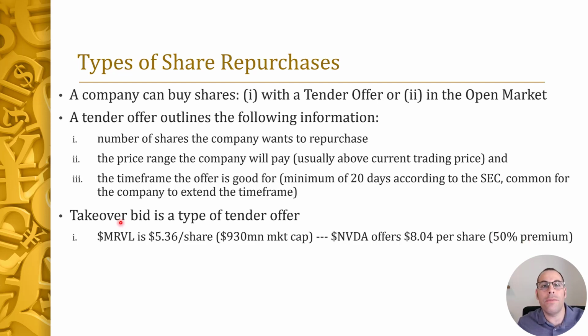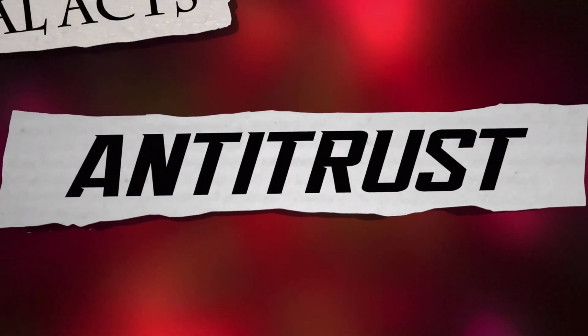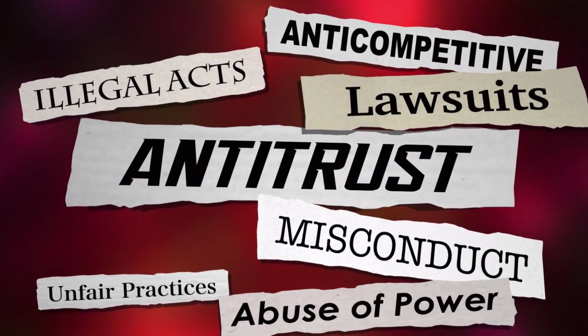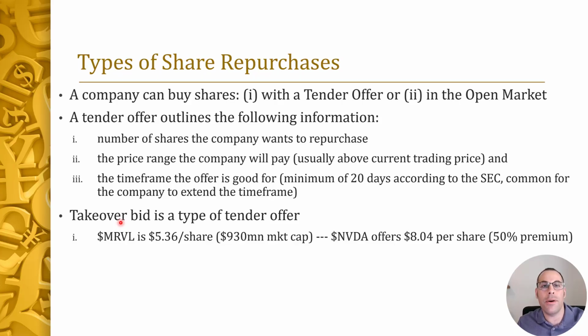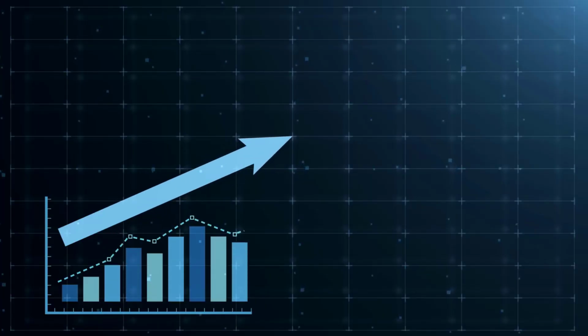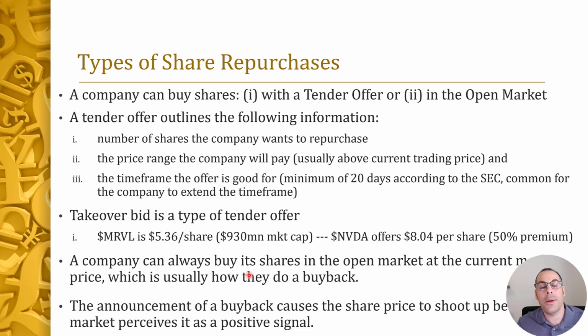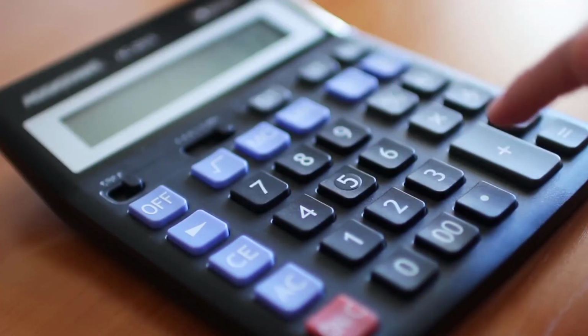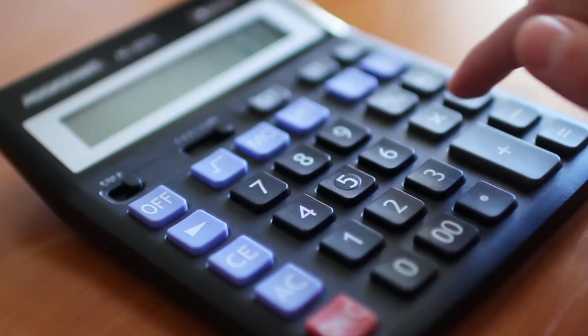And not all tender offers go through. So if NVIDIA wants to acquire 51% of Marvell, but they only get 40% of the shares, they may not complete the tender offer and they won't buy any. And a more common approach for buybacks is a company buys the shares at the current price in the open market, the same way we buy shares. And usually the announcement of a buyback causes the stock price to shoot up, because that is a positive sign when a company is looking to buy its own shares. And also mathematically, the stock price does go up because the number of shares goes down.